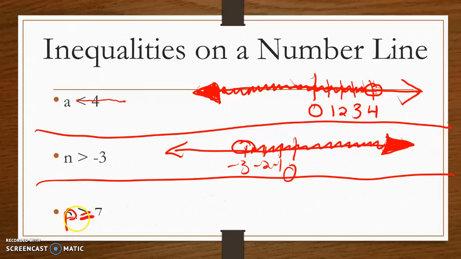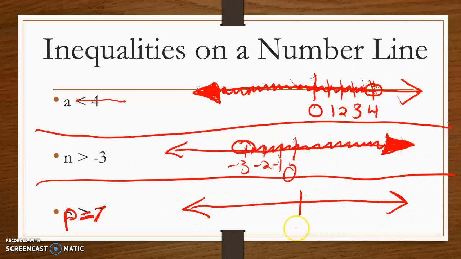Alright, we're going to say that this one is p is greater than or equal to 7. Okay? So, I'm going to draw my number line, and this is where it gets a little different. Okay, so 0, 1, 2, 3, 4, 5, 6, 7. So 7, 6, 5, 4, 3, 2, 1. Okay, it is greater than or equal to.